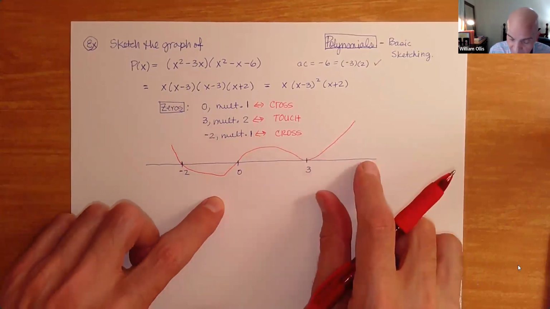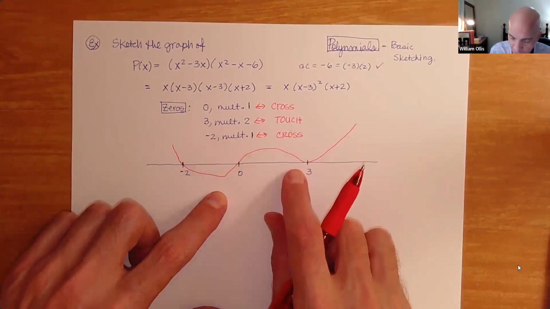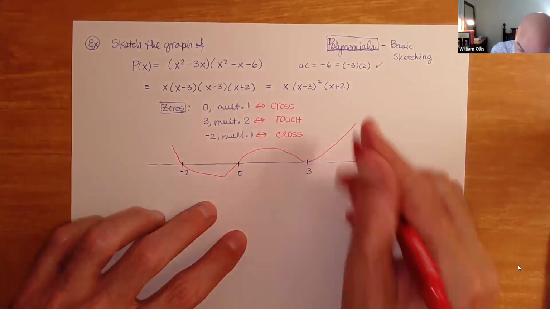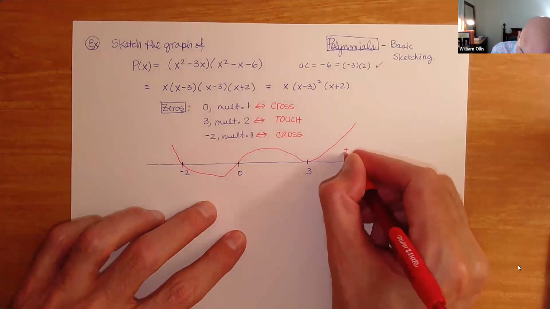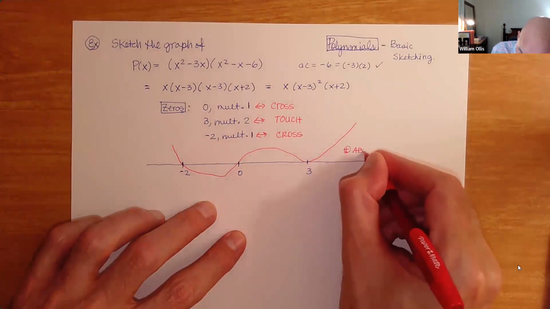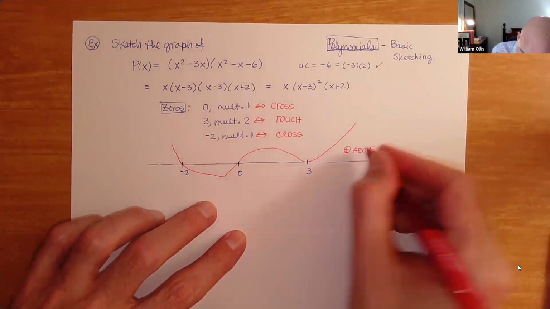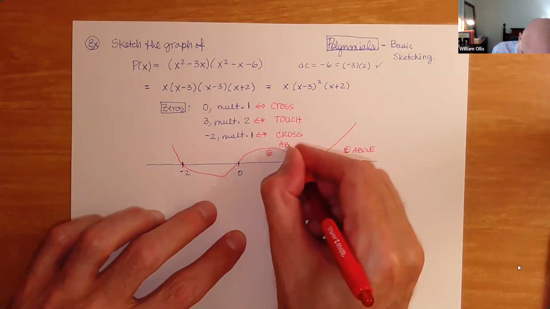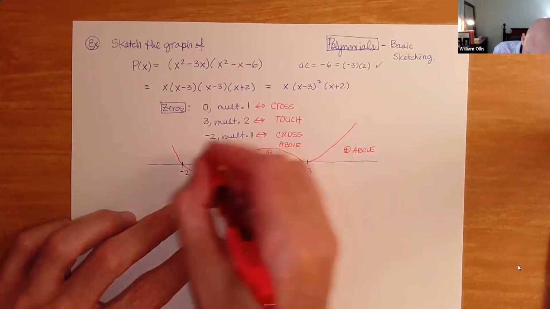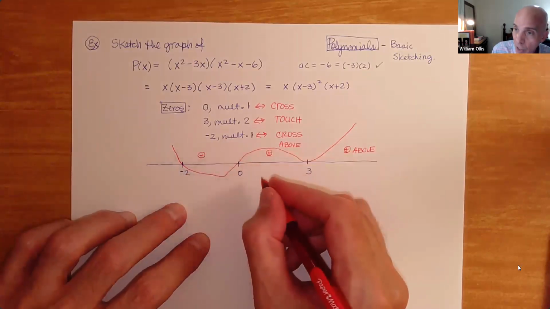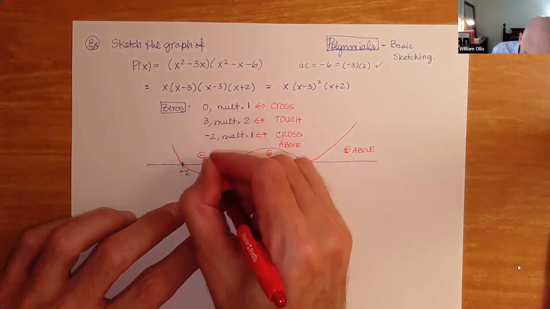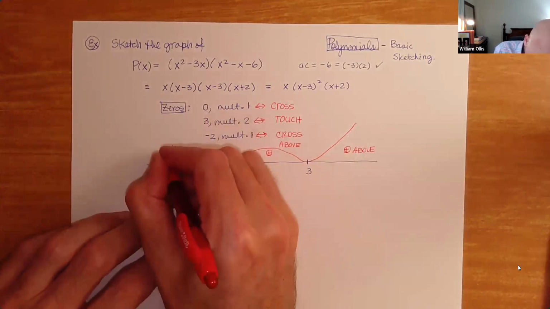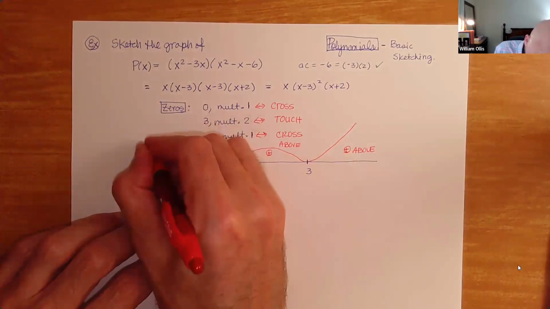This is not a graph of the function. This is just simply a line indicating above or below. So we have plus, above. We still have plus, above. And then we have negative. The values of the polynomial are negative in this interval. So we have below. And then we have plus, above.